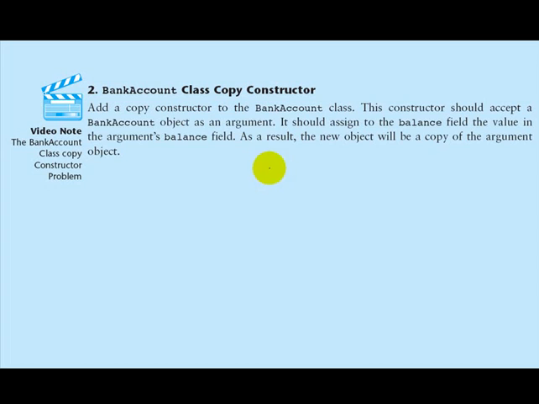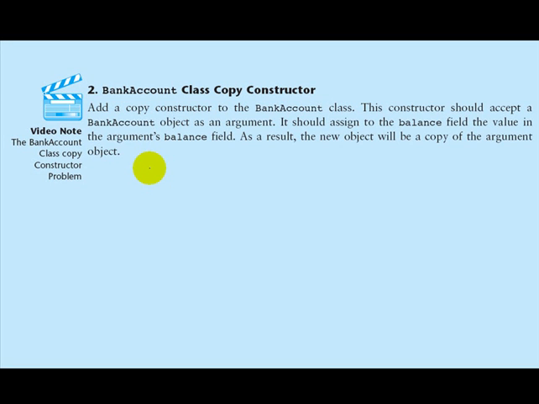In this video we're going to talk about programming problem number 2 at the end of Chapter 9, and this is the BankAccount class copy constructor problem. Now, you'll recall that the BankAccount class, which was presented in this chapter, is simply a class that represents a bank account. It has a field named balance, and that field holds the current balance of the account.